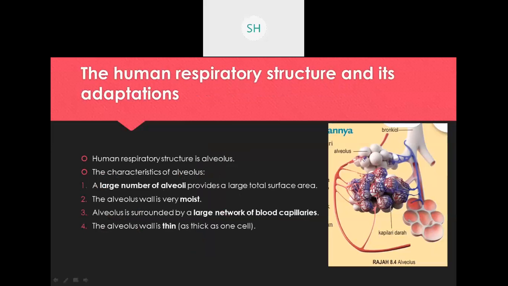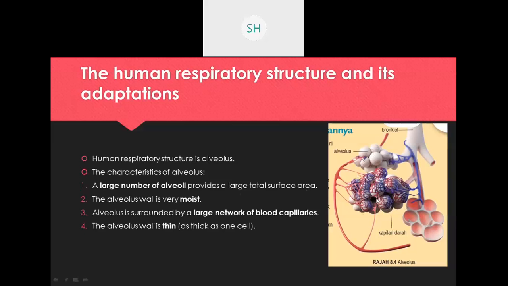Now we move to the human respiratory structure and its adaptation. The human respiratory structure is the alveolus. This one is the alveolus, and it looks like a grapefruit. The gas exchange will happen in the alveolus, which is inside the lungs. The wall of the alveolus is very thin and moist for gas exchange and gas diffusion.